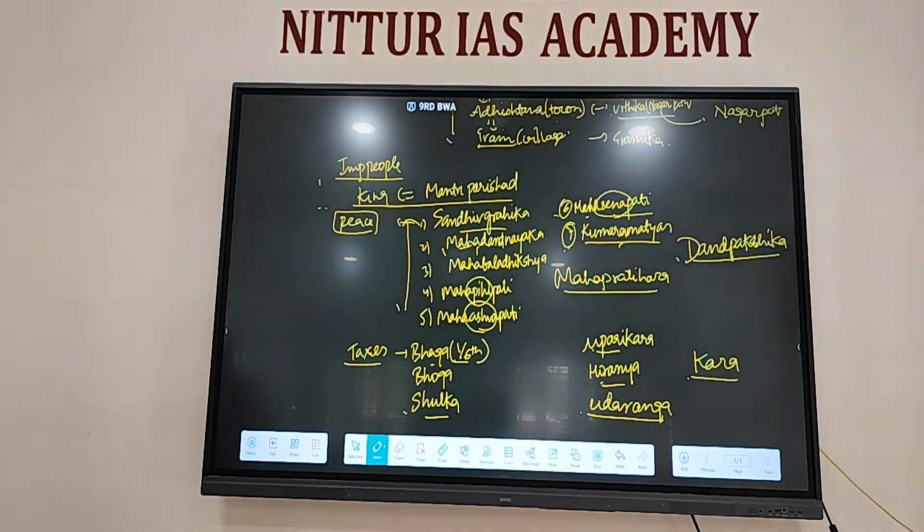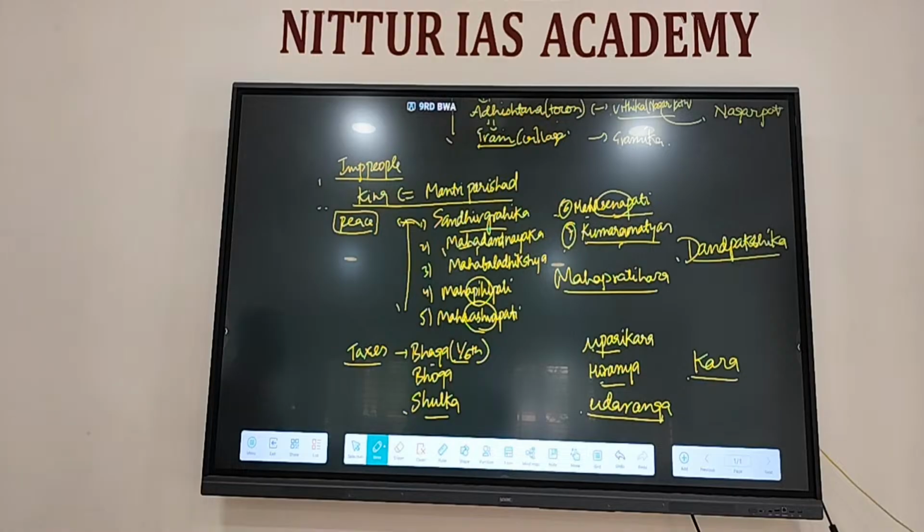Remember we discussed Samudragupta did not take over what? He did not take over the territory of the defeated king. The defeated king only has to pay a certain amount of money to whom? Samudragupta. So what was that tax? Kara. Kara has to be paid by subordinate rulers to the king. Clear? So these are important taxes that are mentioned.